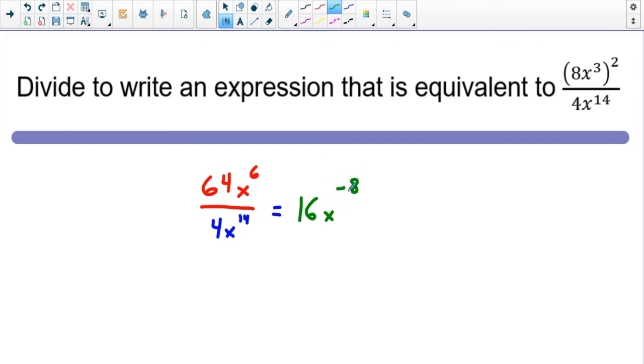Again, I've got this negative exponent. That means it's going to invert the fraction upside down. This is going to give me 16 over x to the 8th. So notice that when it went to the bottom, that's what that negative sign meant. So I took it away. I just inverted it to the bottom.